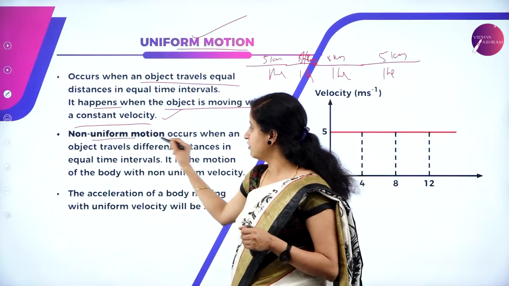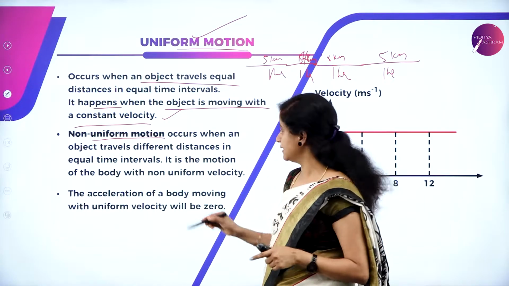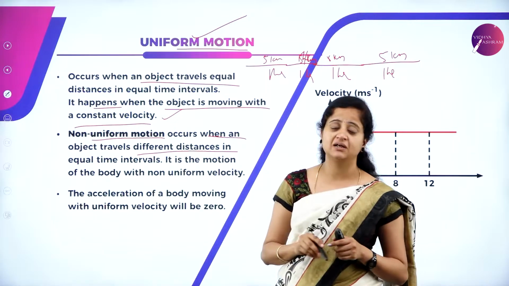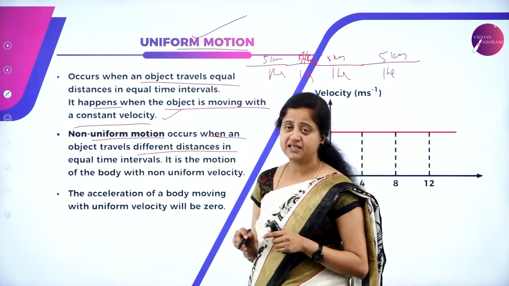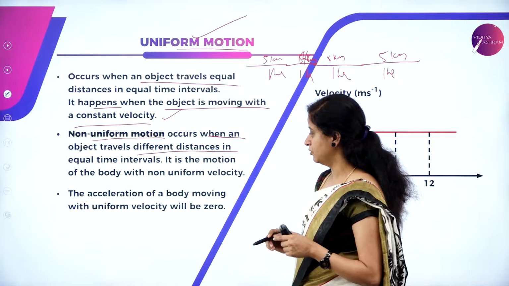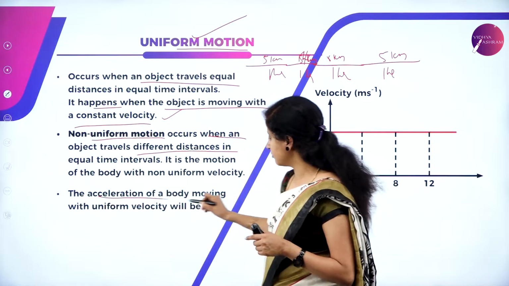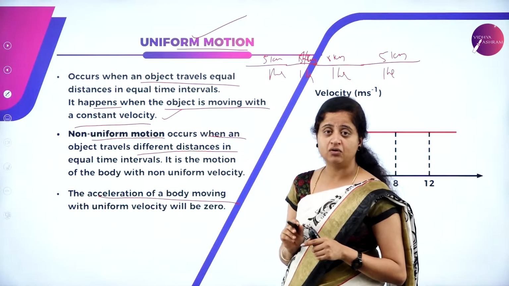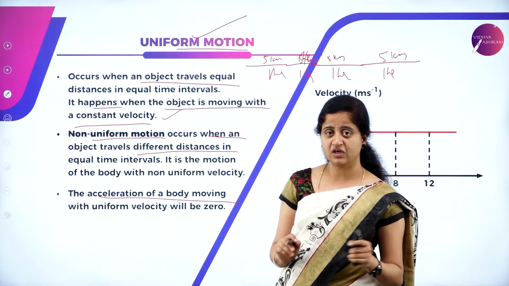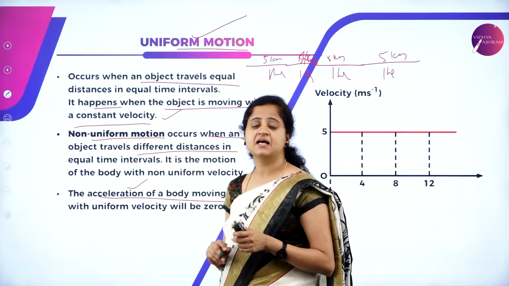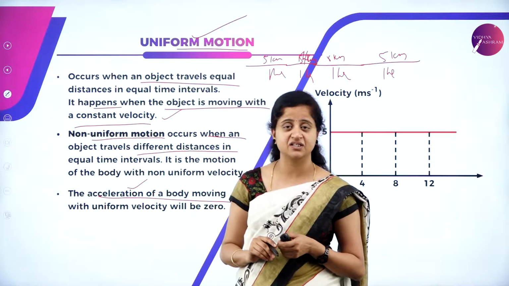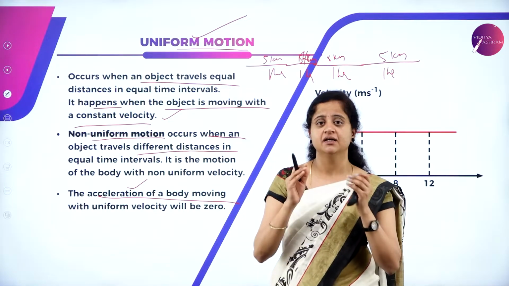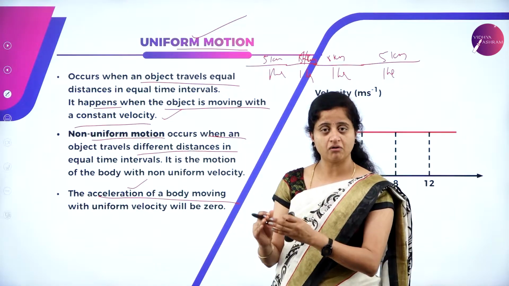And what is non-uniform motion? Non-uniform motion occurs when an object travels unequal or different distances in equal intervals of time. The acceleration of a body moving with uniform velocity will be 0. So if any body is moving with uniform velocity, we say the body has zero acceleration. All these terms are concepts required to understand the laws of motion.